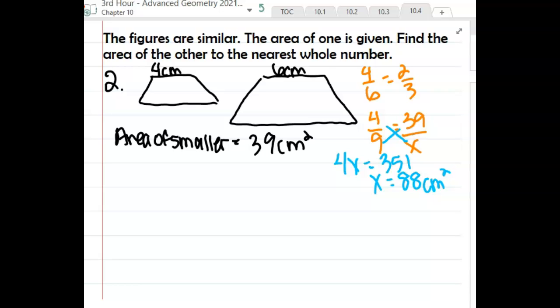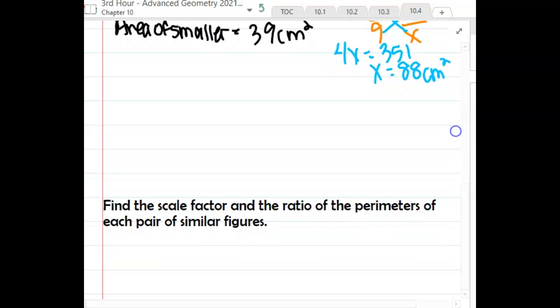So notice, normally if I wanted to find the area of that trapezoid, I would need both bases and I would need the height. I don't need that here because I know that they're similar. So you can kind of see how I can find my answer without having all the information I did previously. Okay, let's do one more of these.